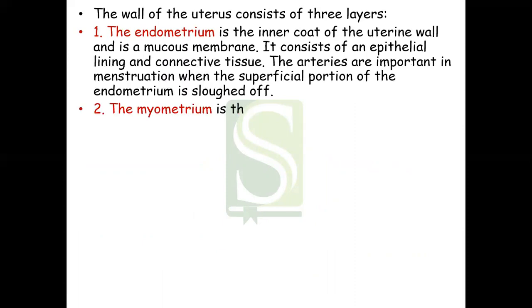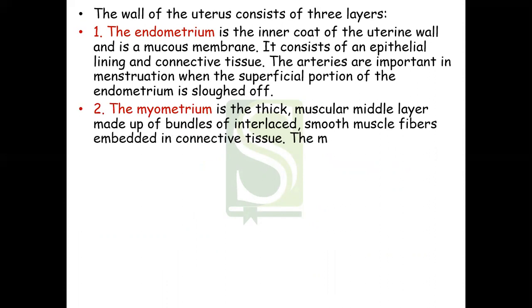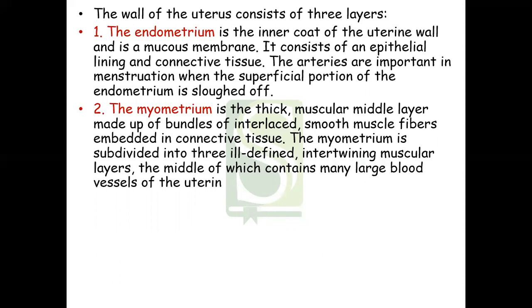The endometrium is the innermost coat of the uterine wall, and it is a mucous membrane. It consists of an epithelial lining and connective tissue. It has many arteries, and these arteries are in coiled form. These coiled arteries are very important in menstruation when the superficial portion of the endometrium is sloughed off. The next layer is the myometrium.